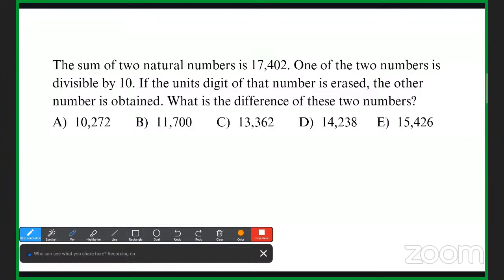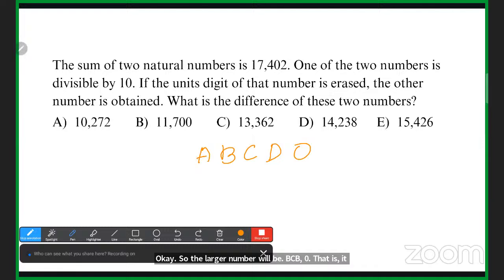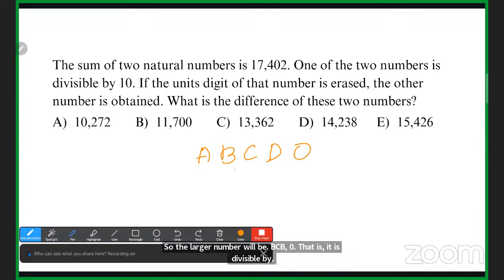Yeah, it's a very simple one. So the sum of two natural numbers is 17402. One of the two numbers is divisible by 10. If the unit digit of that number is erased, the other number is obtained. What is the difference of these two numbers? So the larger number is B, C, D, 0, which is divisible by 10, and the smaller number is A, B, C, D.